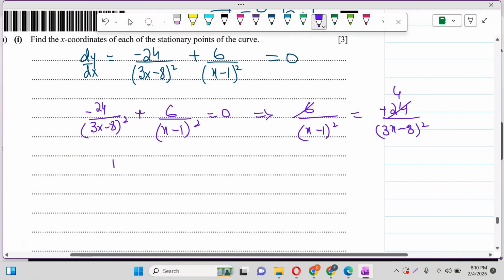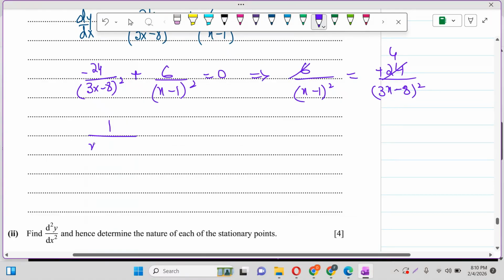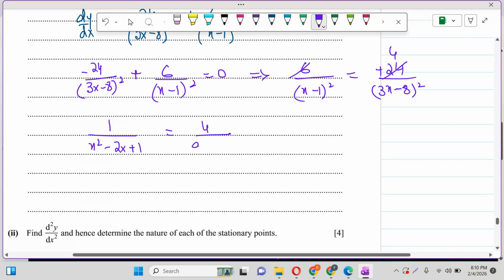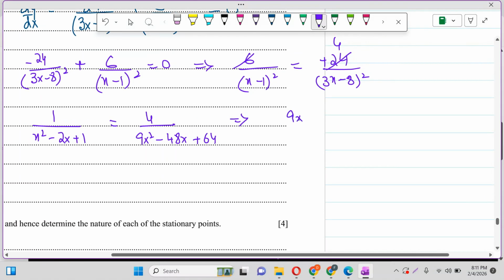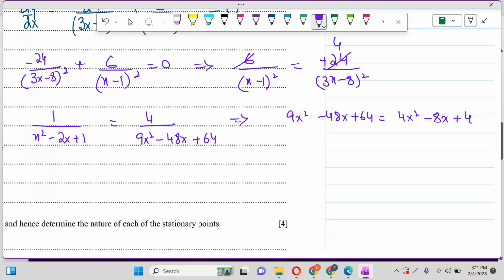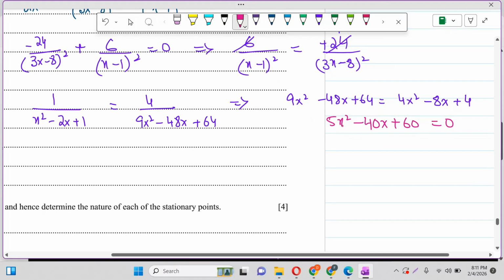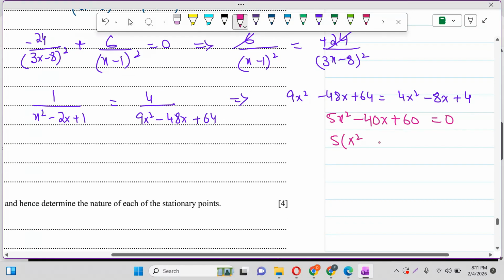Further solving, we will have 1 over (x minus 1) whole square, that is x square minus 2x plus 1, equal to 4 over 9x square minus 48x plus 64. Cross multiplying, we will have 9x square minus 48x plus 64 equal to 4x square minus 8x plus 4. So this one will be 5x square minus 40x plus 60 equal to 0. Taking 5 common, we will have x square minus 8x plus 12 equal to 0.